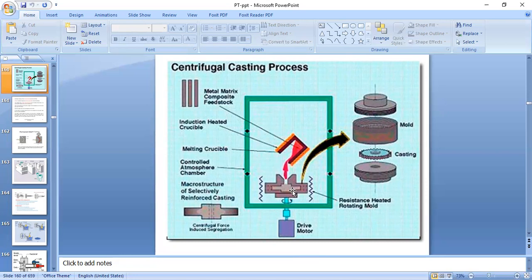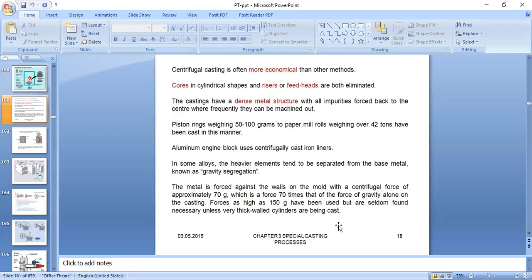Since the mold is rotating, the metal poured at the center of the mold attains centrifugal action and is thrown towards the inner surface of the mold, and it will stick to the inner surface of the mold, so that we get a hollow component without any core. In fact, centrifugal casting is often more economical than other methods. Cores in cylindrical shapes and the risers or feed heads are both eliminated.